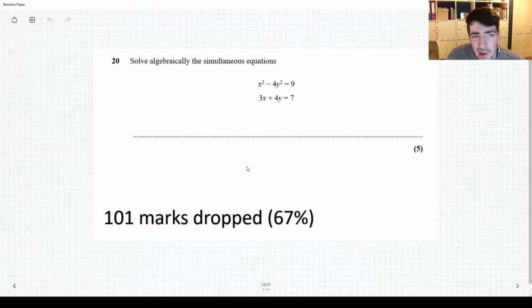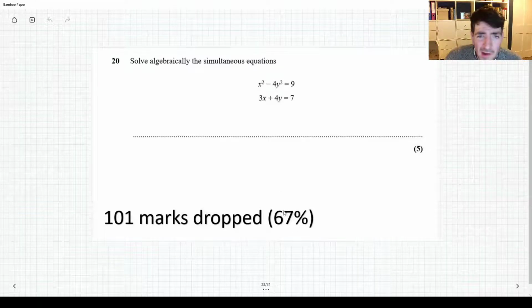Right, so today we're going to look at this question. Hopefully this one is familiar. It's one of the questions from the mock exams we did before Christmas. You can see it was a really, really bad question. We lost 2/3 of the marks as a class.